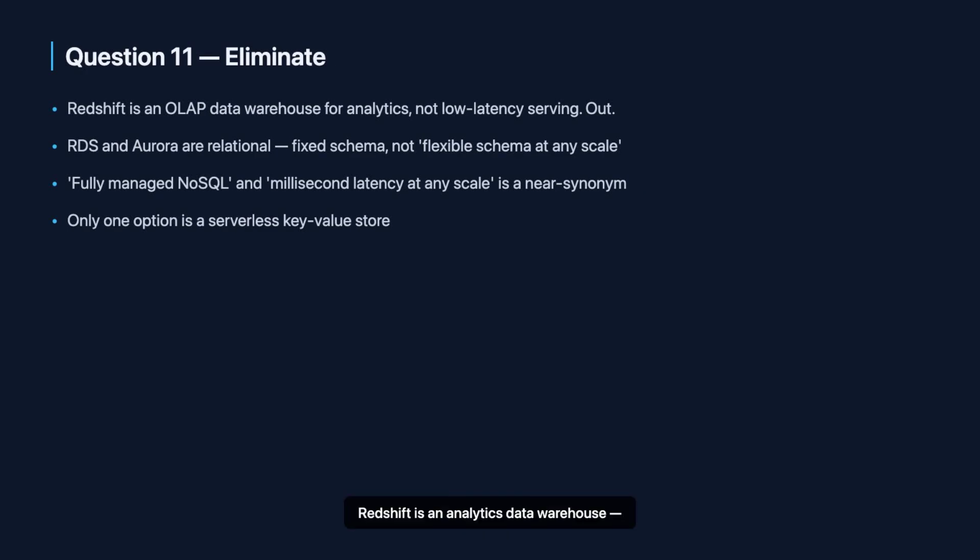Eliminate. Redshift is an analytics data warehouse. It's for complex queries over huge datasets, not low latency serving of individual records, so it's out. RDS and Aurora are both relational engines with a fixed schema. They don't match flexible schema at any scale, so they fall away too. Fully managed NoSQL with millisecond latency at any scale is practically a synonym for one specific service. Only one of these is a serverless key value store.